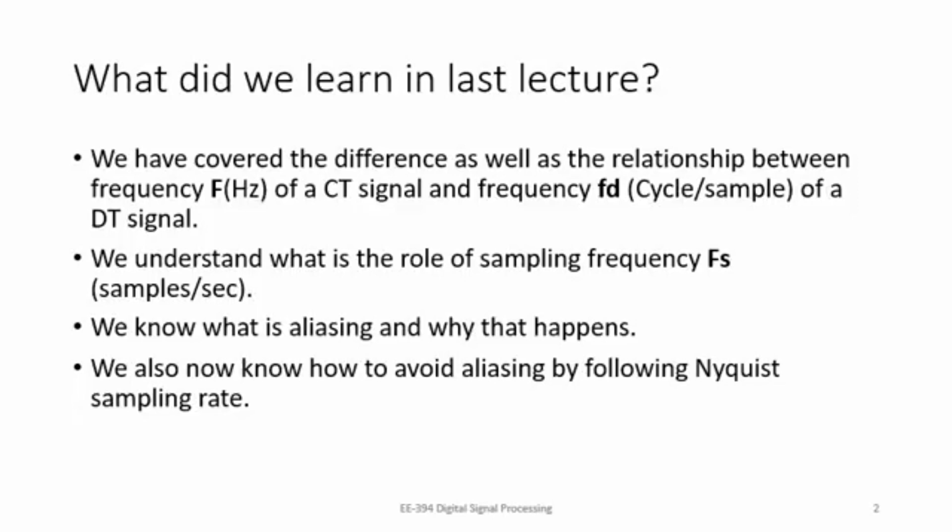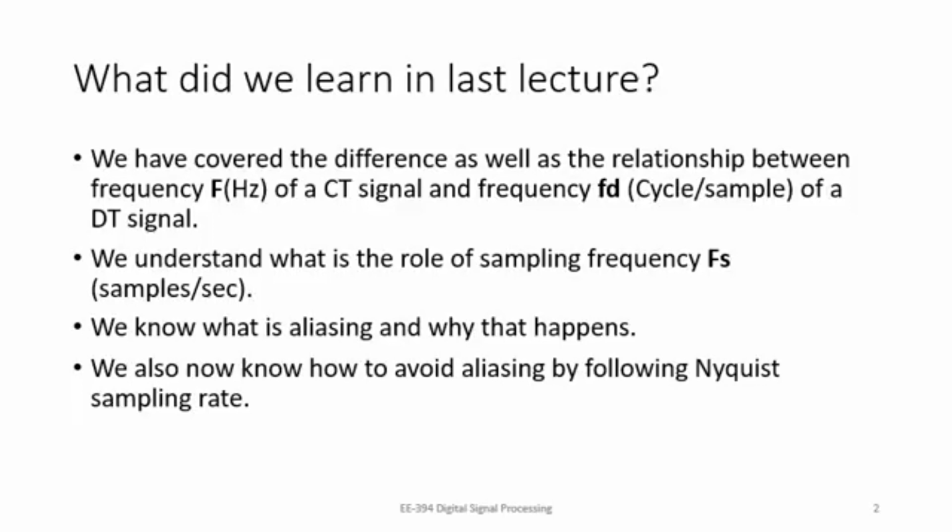Okay, before we go into the contents of this lecture, let's quickly review what we have covered so far, especially in the last lecture. We looked at the relationships between different types of frequencies: capital F, which we have denoted for the frequency of a continuous time signal, frequency Fd, representing the discrete time signal, and the sampling frequency Fs, which is measured in samples per second. And we have seen the relationship is Fd is equal to F over Fs.